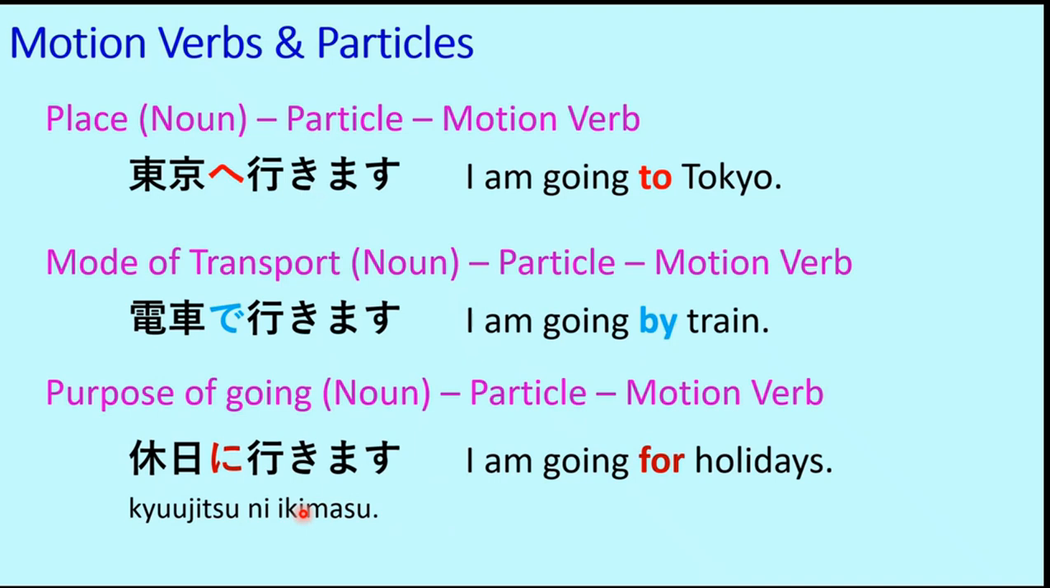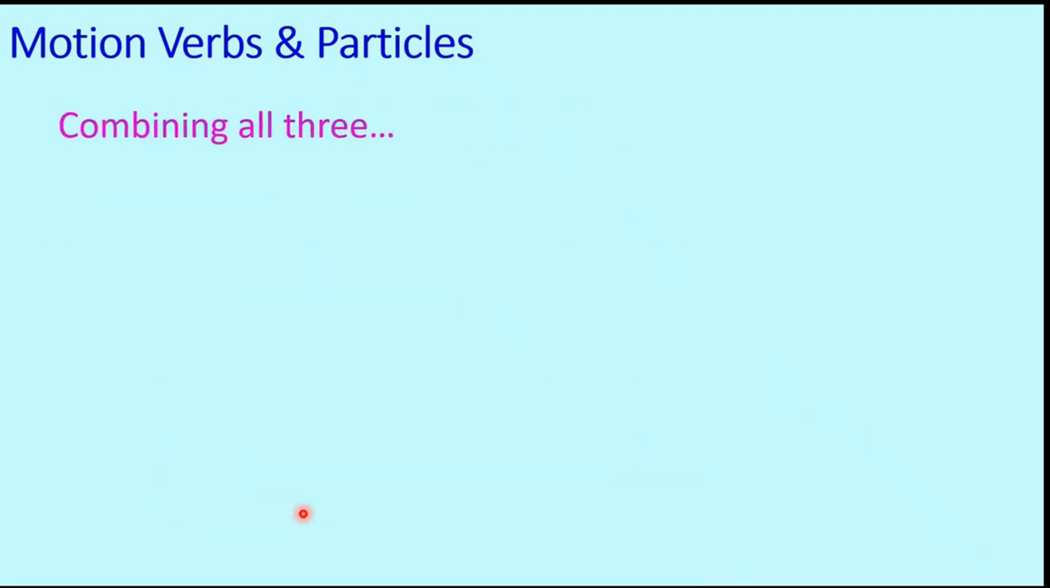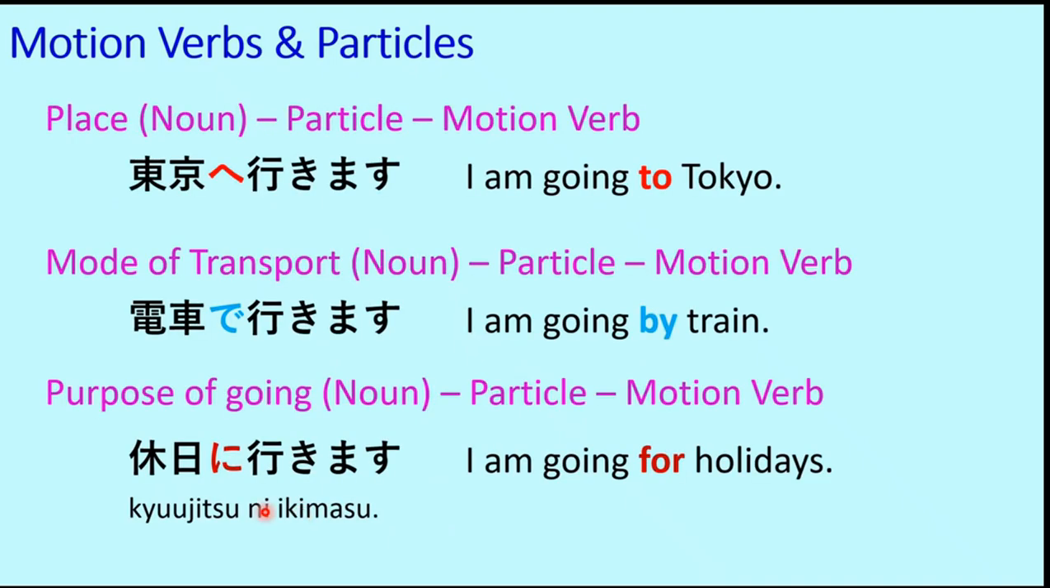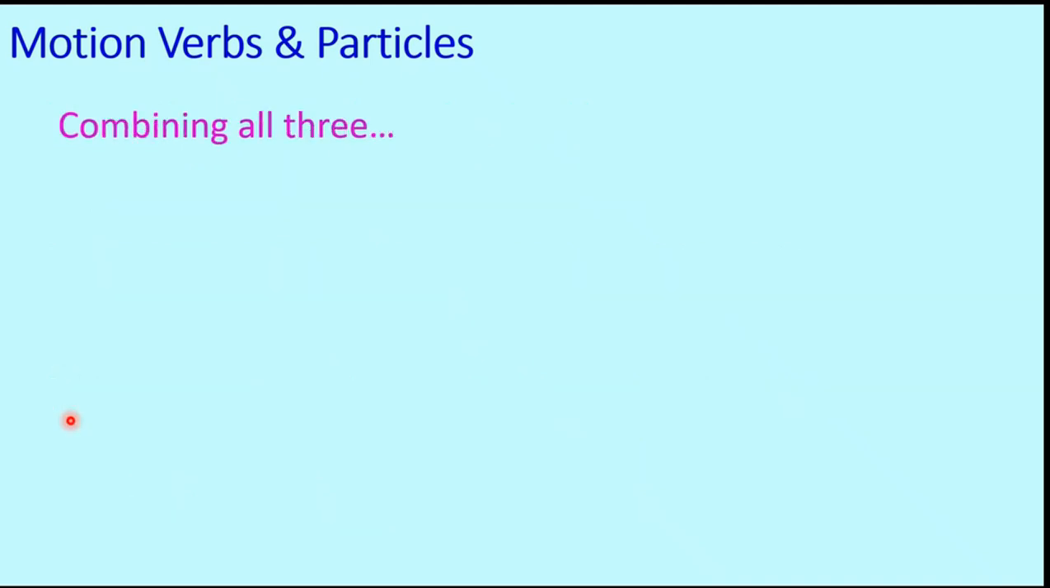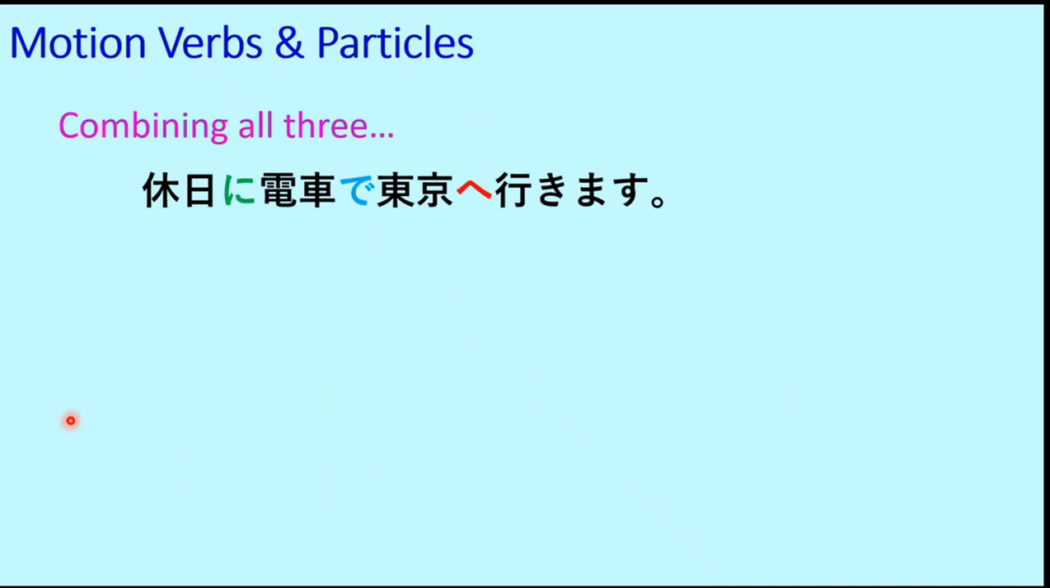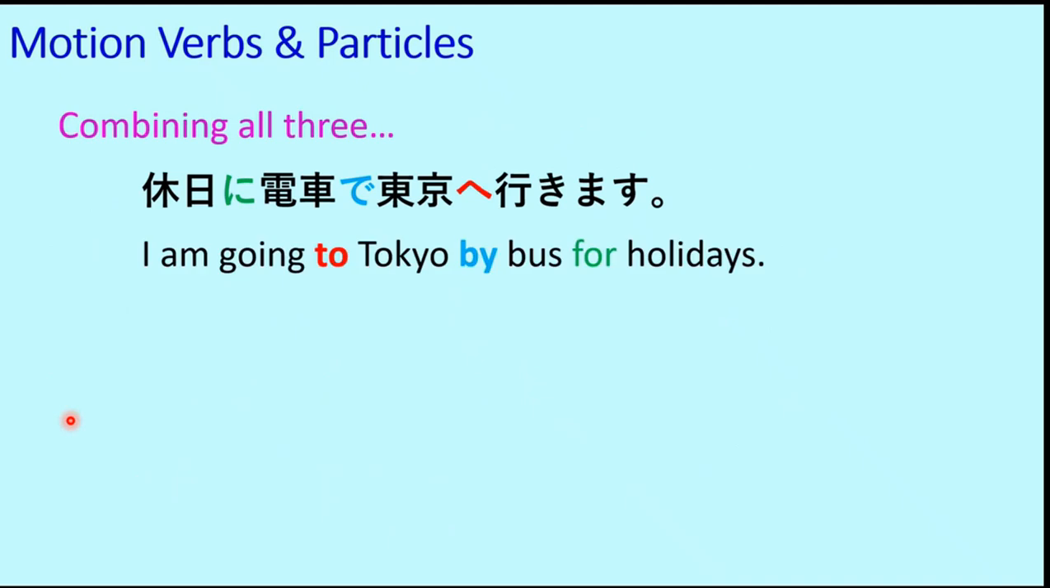We will look into this ni particle usage more closely, because this is the new concept that we are introducing in today's lesson. Before that, if we combine all three, the place, mode of transport and purpose of going, how will the sentence look? The sentence will look like kyuujitsu ni densha de Tokyo e ikimasu. I am going to Tokyo by train for holidays.